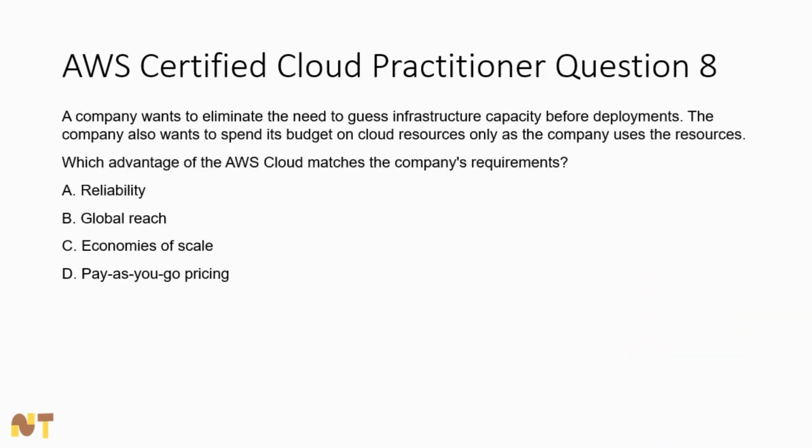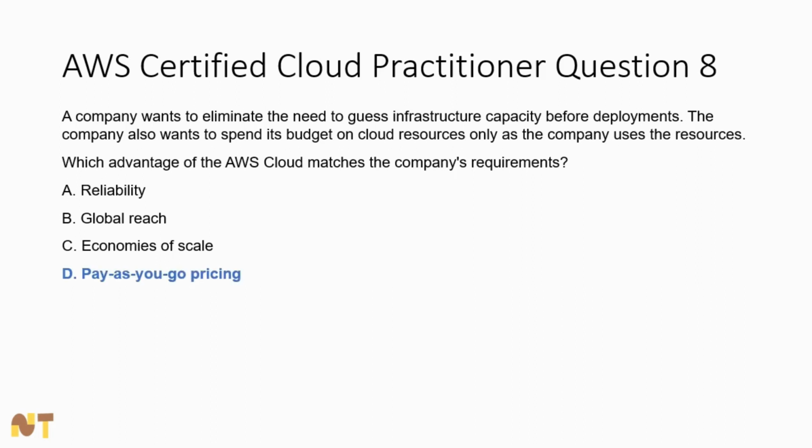A company wants to eliminate the need to guess infrastructure capacity before deployments. The company also wants to spend its budget on cloud resources only as the company uses these resources. Which advantages of AWS Cloud matches the company's requirement? Options are A. Reliability, B. Global reach, C. Economies of scale, and D. Pay-as-you-go pricing. The correct answer is D.